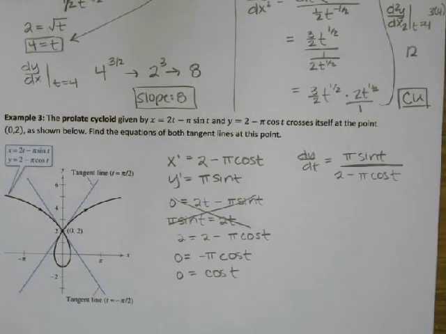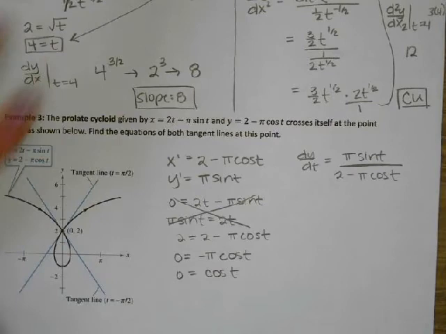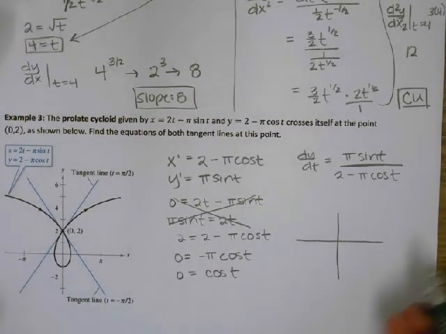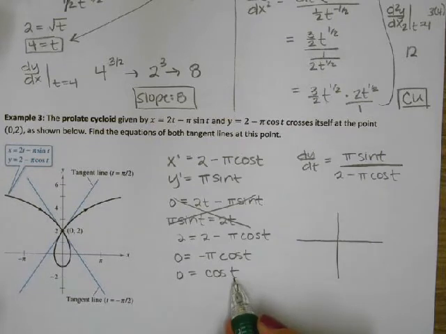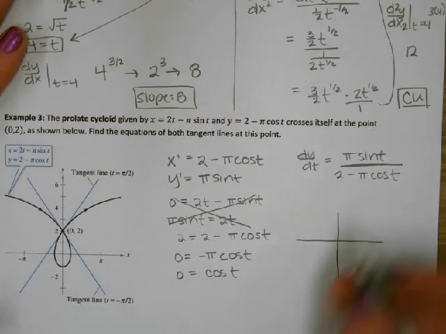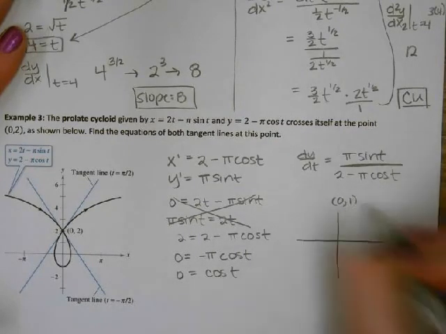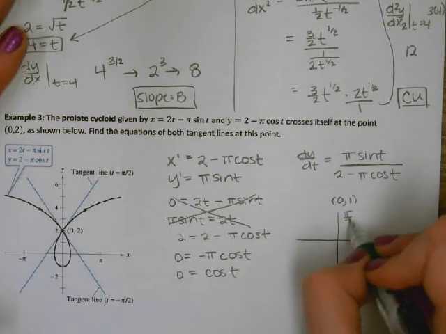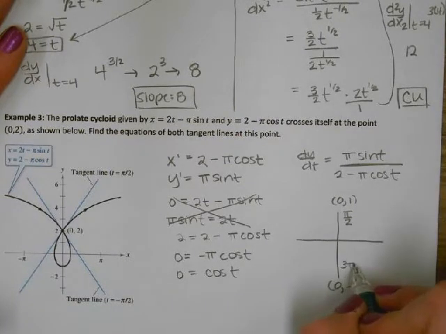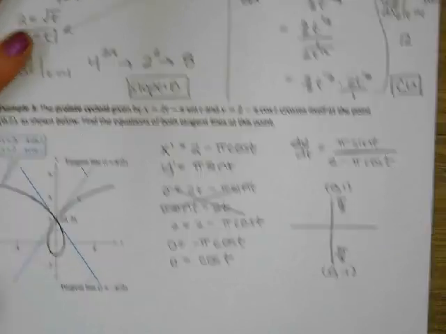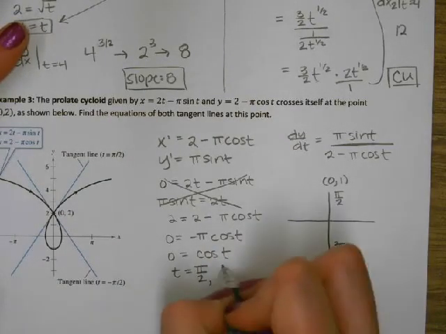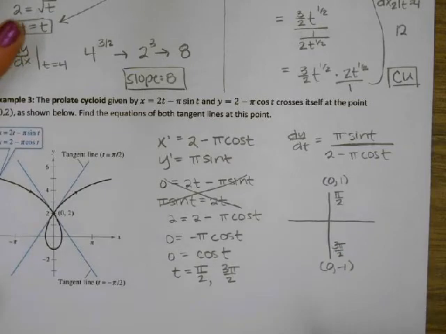So now I'm picturing my unit circle, and I'm saying to myself, on my unit circle, what angle measurement is going to give me an x-coordinate of 0. And that's going to be up here and down here. So this is an angle measurement of pi halves. This is an angle measurement of 3 pi halves. So I'm going to say that t is pi halves and 3 pi halves.